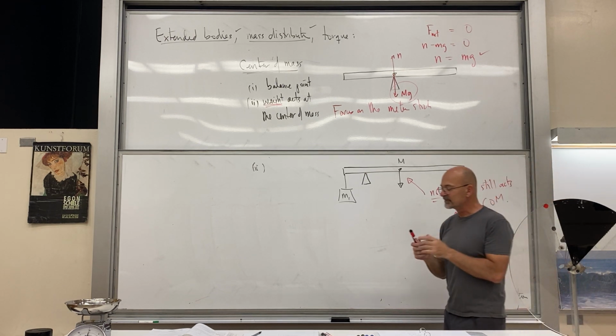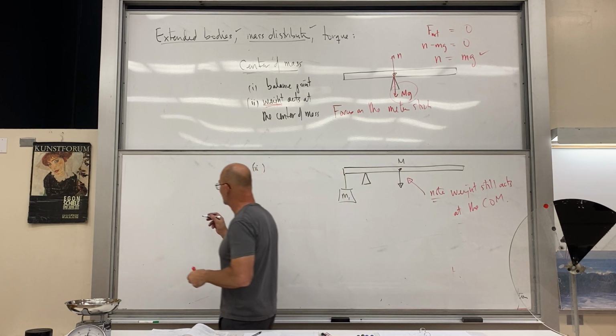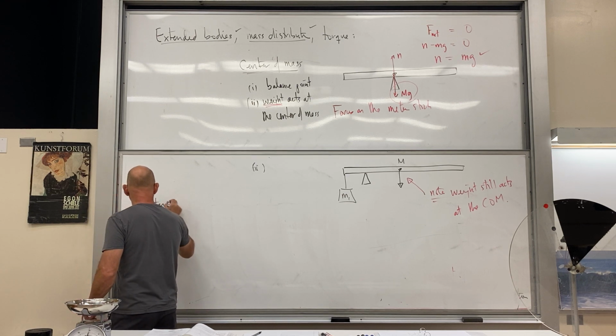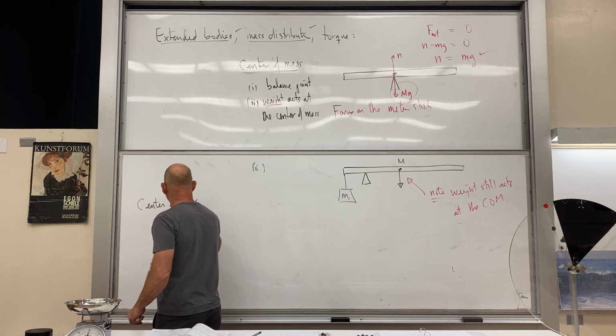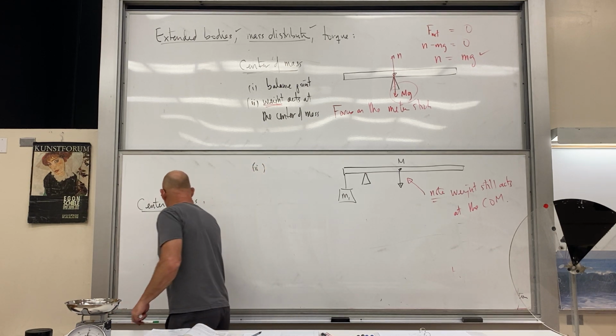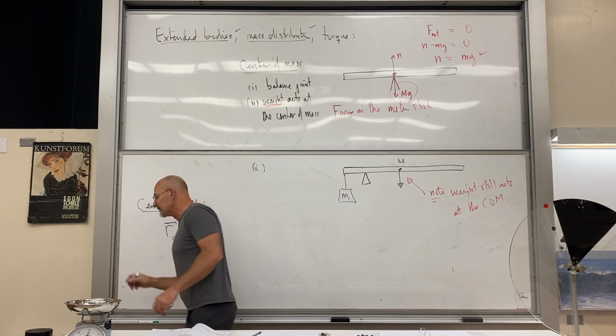Now I can give the actual formal definition of the center of mass. Practically speaking, it's a balance point. Formally, R, I'll just write Cm. It's a point, so it's a vector.